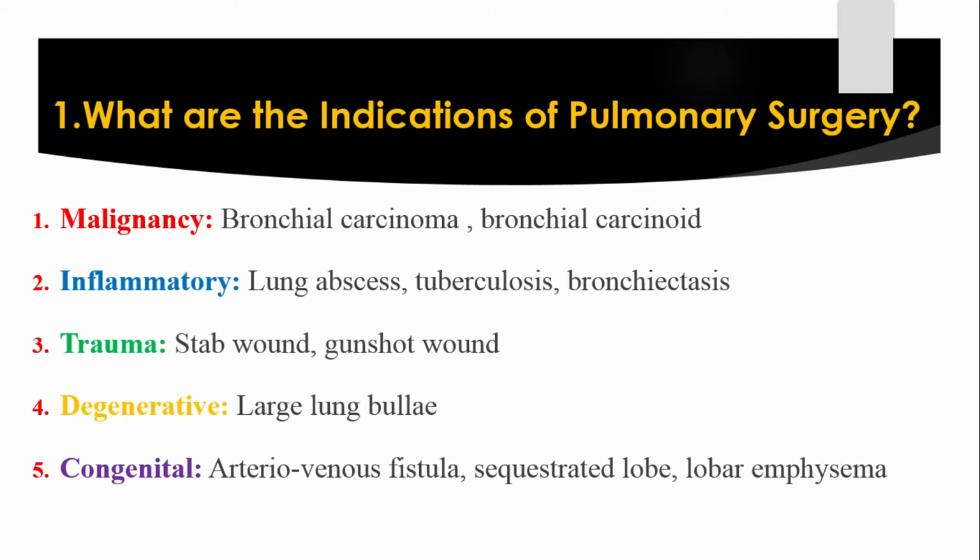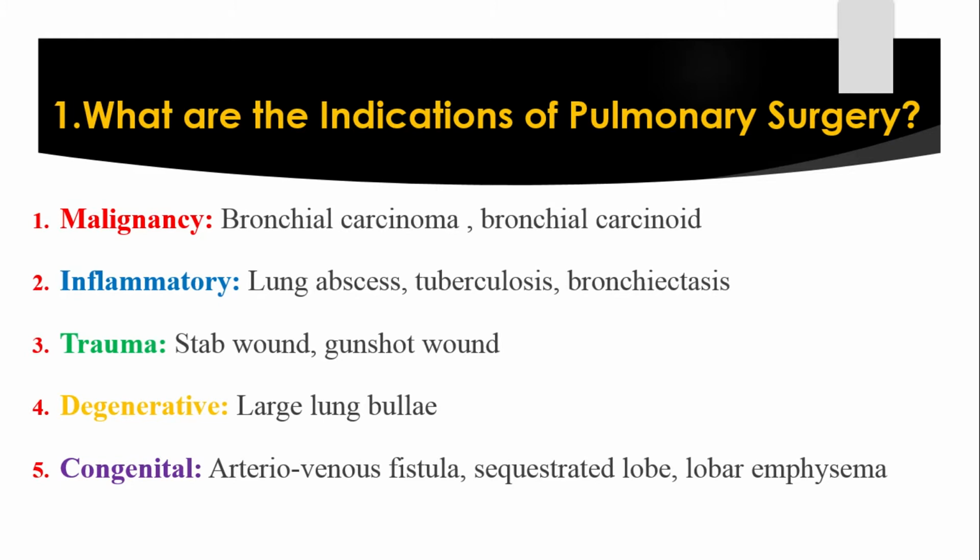Inflammatory causes like lung abscess, where there is a cavity filled up with pus, tuberculosis, bronchiectasis, etc. Trauma in case of stab wound, gunshot wound, etc. Degenerative indications in case of large lung bulla, and congenital conditions like arteriovenous fistula, sequestrated lobe, and lobar emphysema. These are the indications for pulmonary surgery.